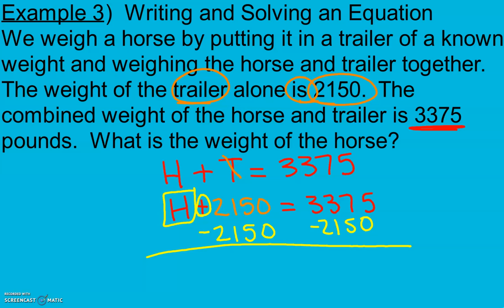And when we simplify here, I did not change the H. I know that positive 2150 and a negative 2150 are opposites, so they're going to add to 0. I did not change the fact that these two are equal to each other. And now I subtract.